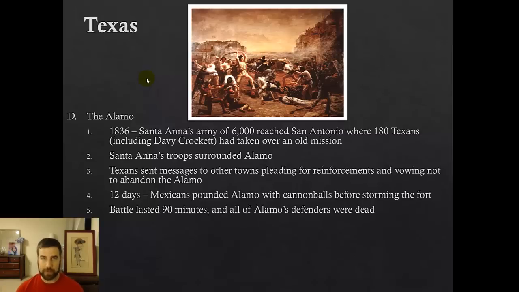the fort with their cannons, and then in the end, about 90 minutes later, that battle is over, and all of the Texans are killed.